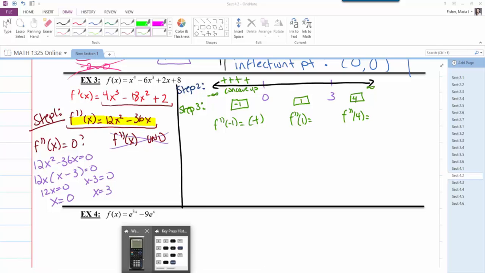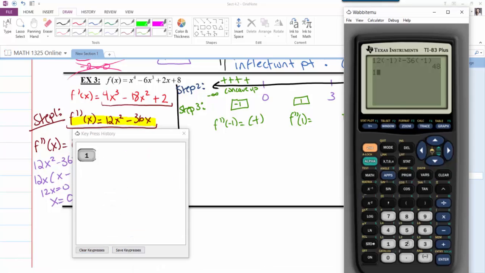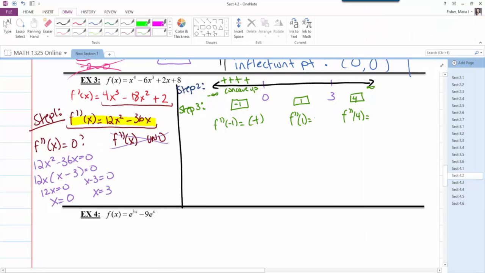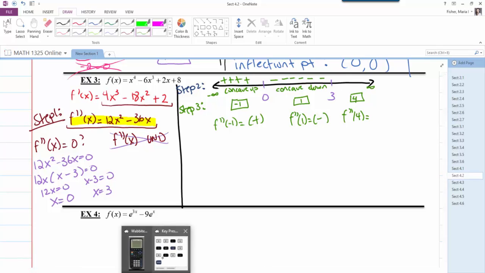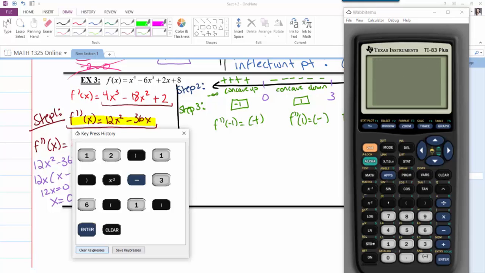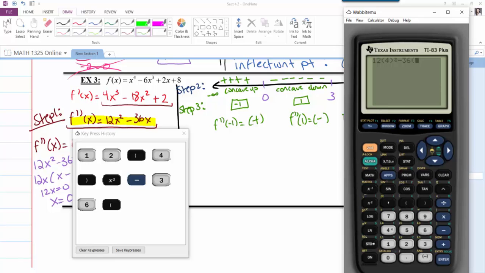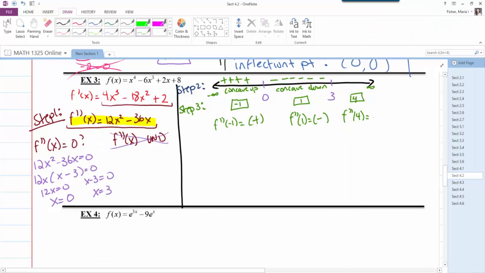Let's see what happens at f double prime of 1. We'll say 12 times 1 squared minus 36 times 1, and we end up with a negative number. So this is a negative number, which means that in this interval I am concave down. And finally, let's plug in the number 4 and see what happens there. 12 times 4 squared minus 36 times 4, and we end up with another positive number, which means that in that interval we are going to be concave up.